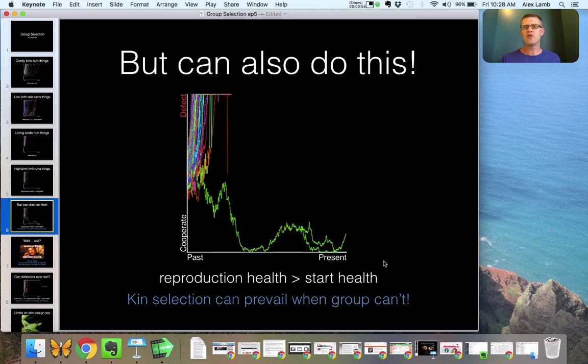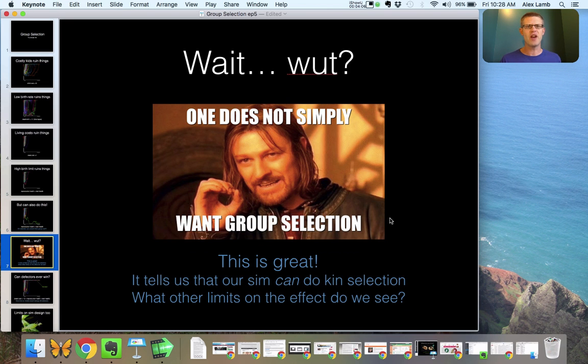So we've shown that kin selection can prevail in situations when group selection cannot. So there's kin selection in our simulation too. And at this point, you might be thinking, wait, what? Isn't he trying to say something about group selection?